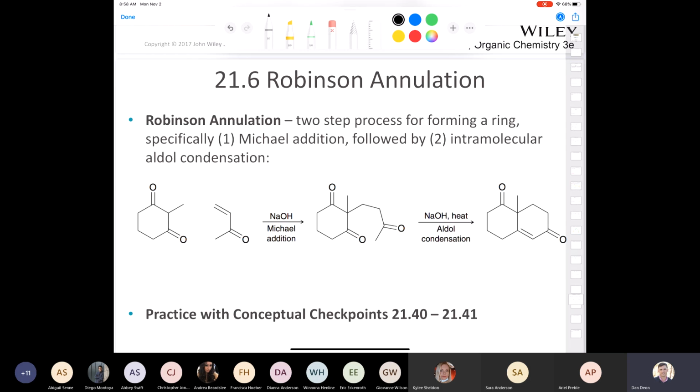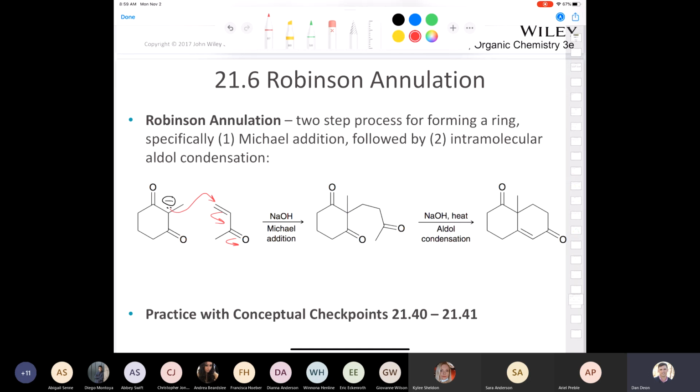The first part is the Michael addition. We studied that in detail. And the second part is intramolecular aldol condensation. We looked at those in detail. So it's really just two reactions that we've already looked at. You can see that the starting material is 2-methyl-1,3-cyclohexanedione. We have an acidic proton here. We treat that with sodium hydroxide. We're going to end up forming the stabilized enolate, which is going to be able to act as a Michael donor. We have a Michael acceptor here.